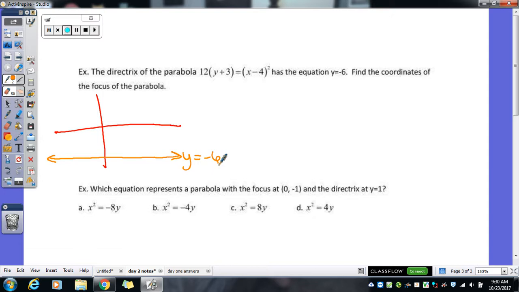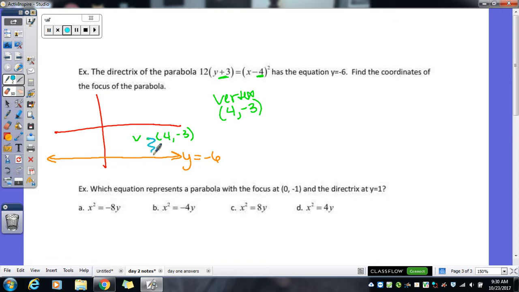So let's see what else we can figure out. What would be our vertex from our equation? Close, close, close. You just have it backwards. 4 goes with the x. -3 is our y. So that means over here at 4, -3, I'm going to estimate. That's our vertex.